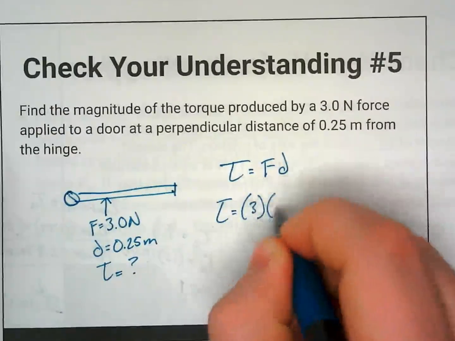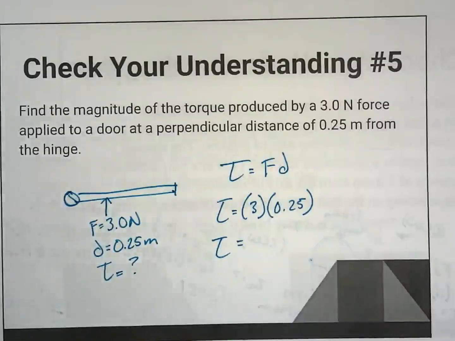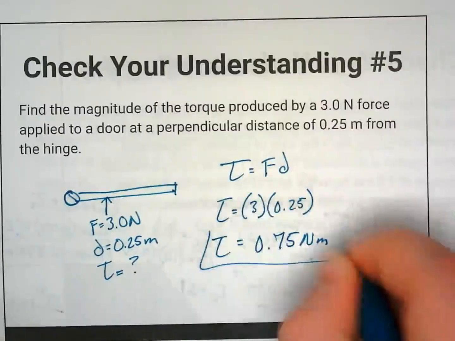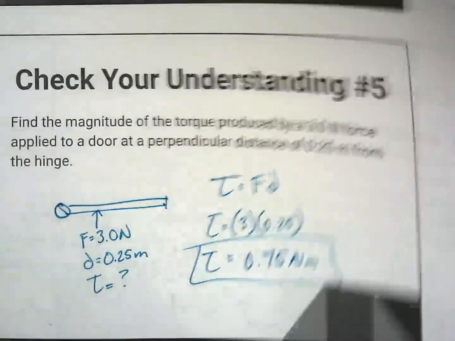So it'll be 3 newtons times 0.25 meters, which will give us a torque here of 0.75 Newton meters. Easy peasy. Nothing else really to do here. Okay, super simple.